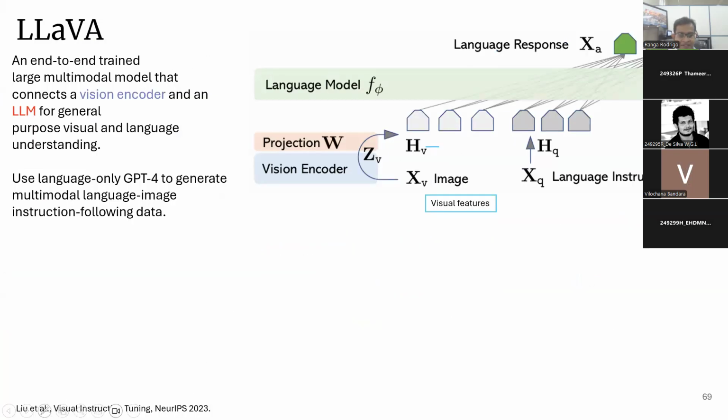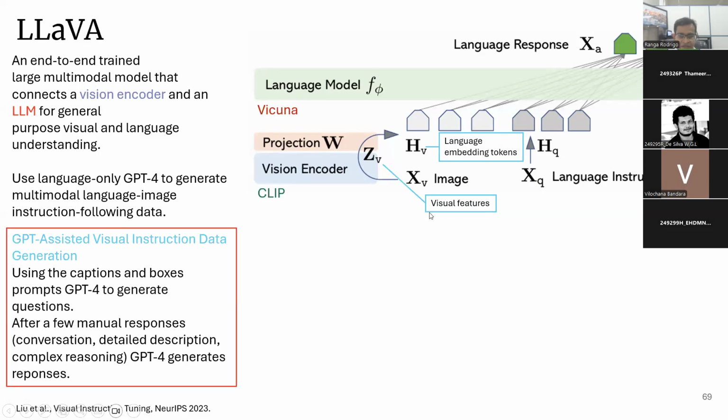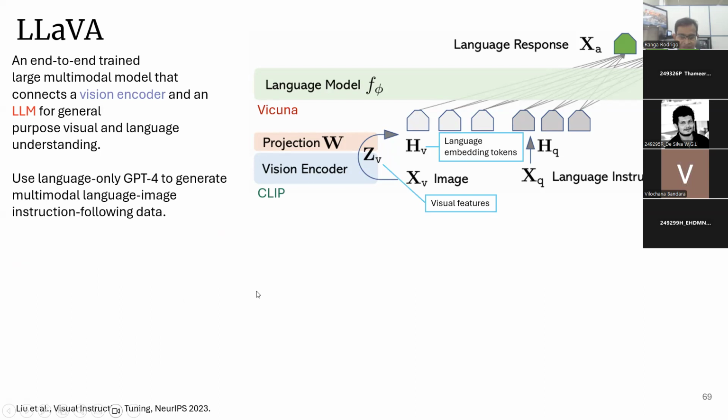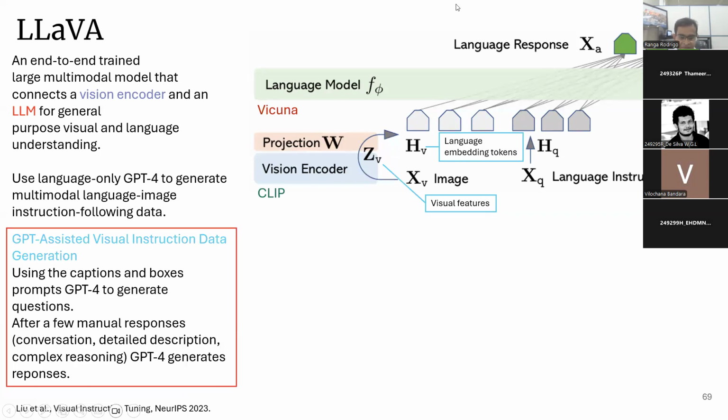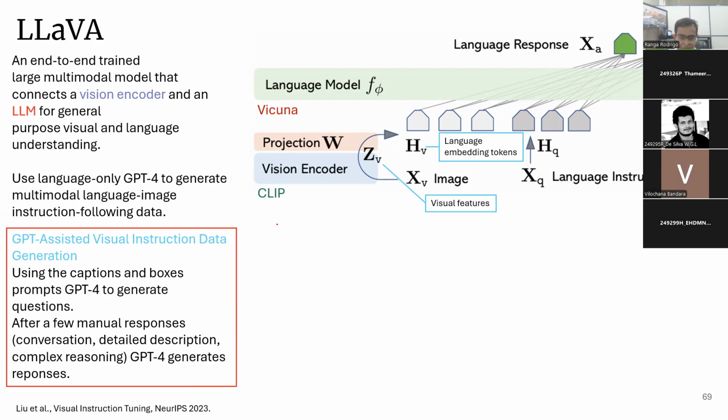So you can see the image has been encoded, and the image visual features are there. Here, that has been projected onto language embedding tokens. So you can see that the image is represented like language tokens. And there is the language of the query itself, the sentence that I typed. Based on this, you produce output. These are words.